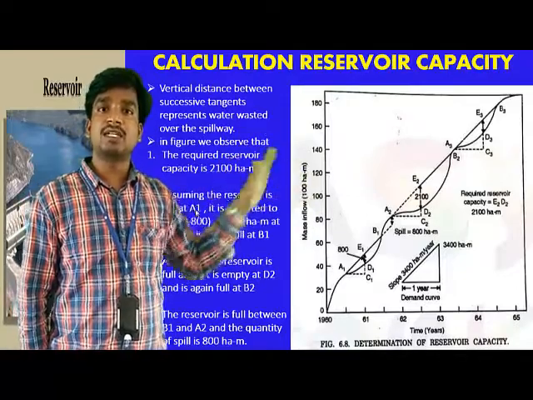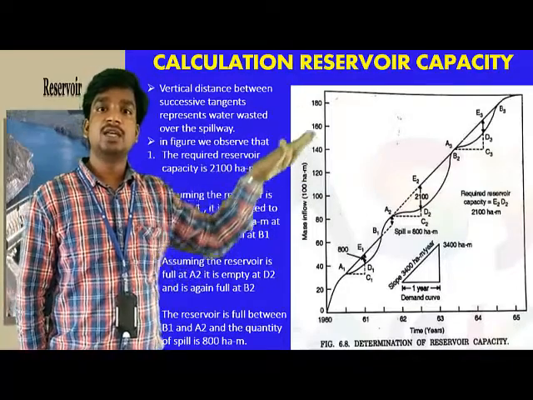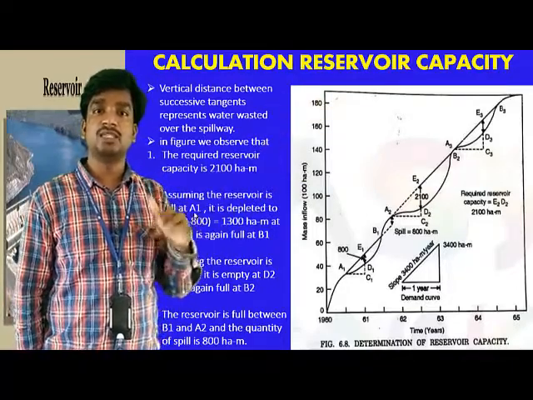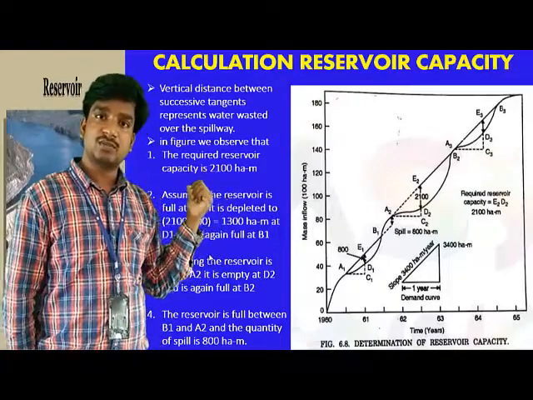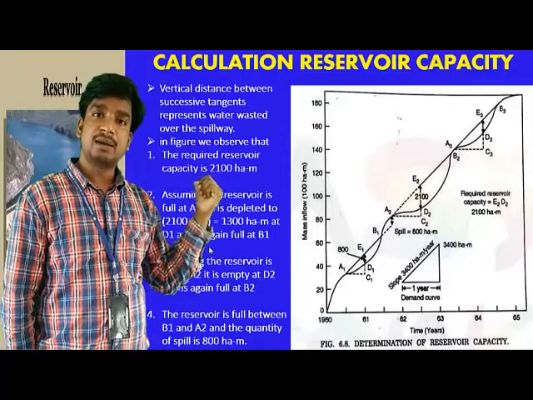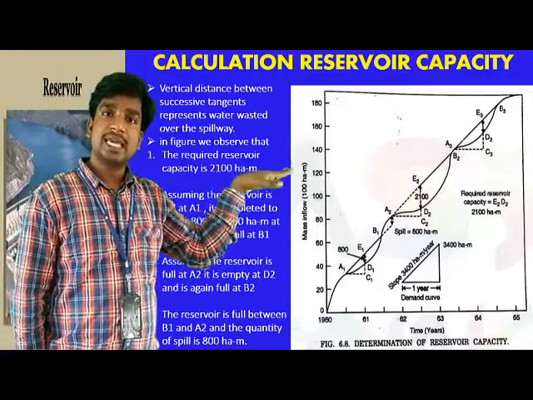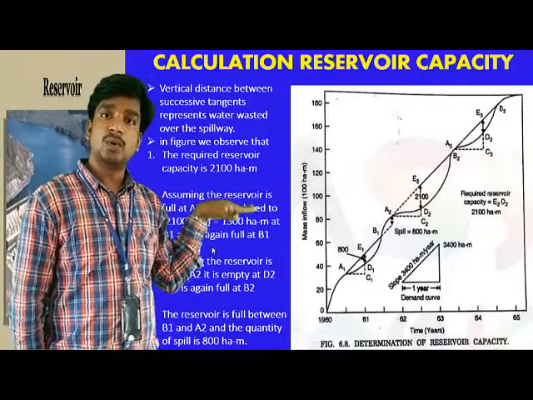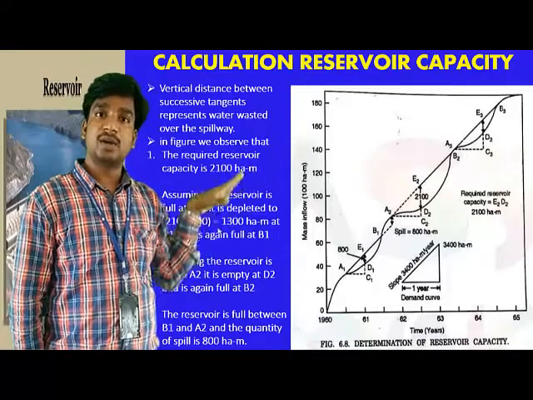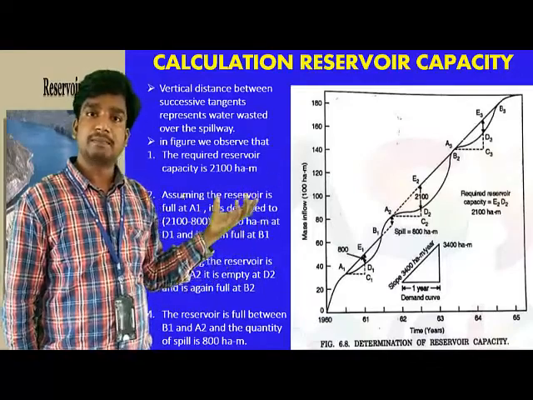From A3 again the water is depleted. There is a shortfall, no rainfall. So like this we have to consider. If you observe the horizontal tangents, from A1 to B1 it is on a little lower side, whereas A2 to B2 is on the upper side. The tangent should be the same, because our demand is the same.